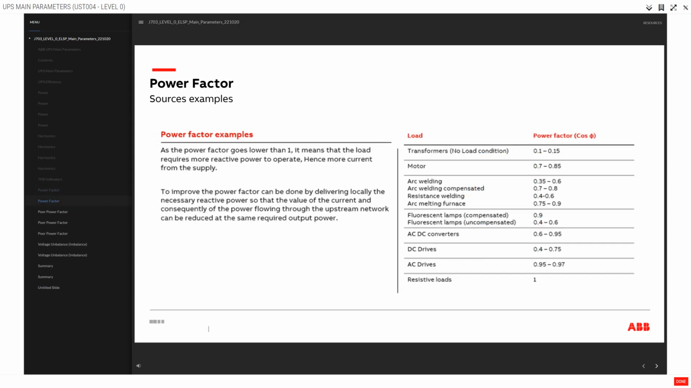Power factor. Examples. As the power factor goes lower than 1, it means that the load requires more reactive power to operate, hence more current from the supply. Improving the power factor can be done by delivering locally the necessary reactive power, so that the value of the current, and consequently of the power flowing through the upstream network, can be reduced at the same required output power. On the right side of the slide you can find a list of estimated power factor values for the most common load applications.